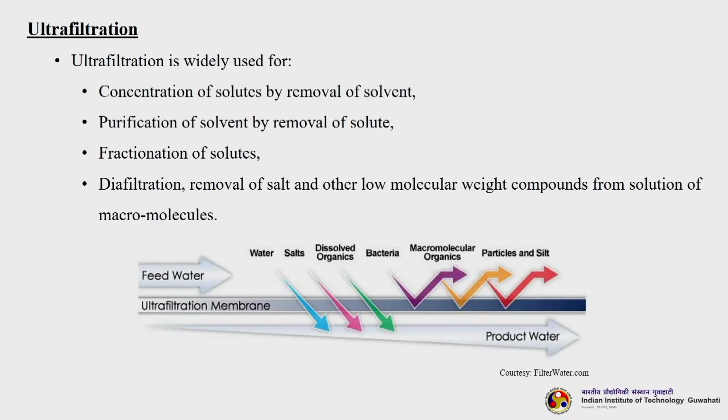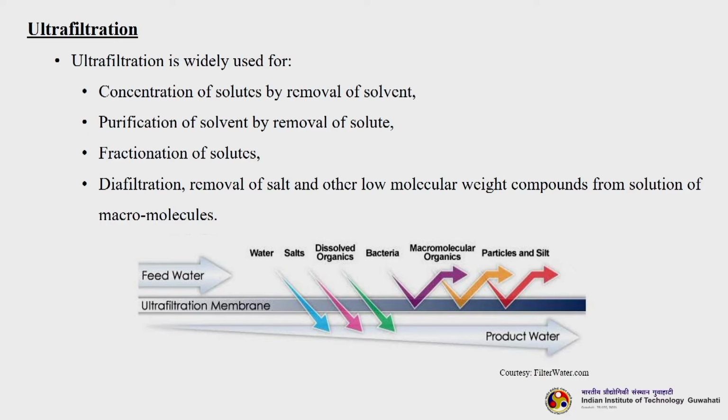Ultrafiltration is widely used for concentration of solutes by removing the solvent, purification of solvent by removal of solute, and fractionation of solutes, either binary, tertiary or even more than that. So, we can have cascades also. Then diafiltration, that is removal of salt and other low molecular weight compounds from solutions of macromolecules. You can see this figure.